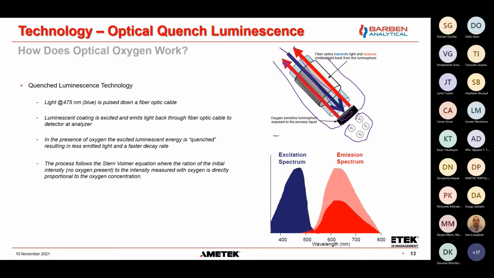And then in the case with oxygen, what happens is we flash the blue light, it comes down, it excites the material, and then when the material is excited, the oxygen can collide with that material. It will quench that energy, and then, when we look at it as a population, less light will come back to our device. And we'll see that as directly related to the concentration of oxygen. Okay?